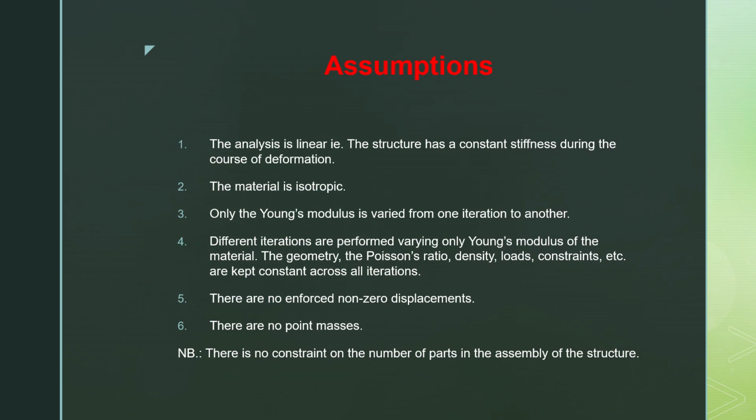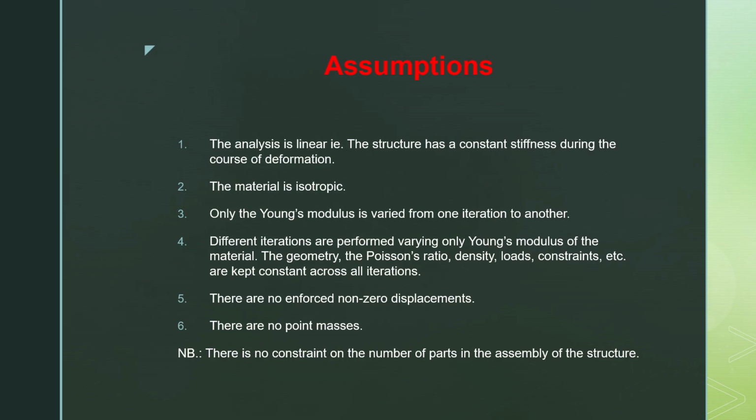We are not varying the Poisson's ratio. If you change the Poisson's ratio, the structure will not behave the same. But here we are only varying the Young's modulus, and with the variation in Young's modulus, we are going to see what trends are observed. Other properties like the geometry, the Poisson's ratio, the loads, the constraints, etc. are kept constant.